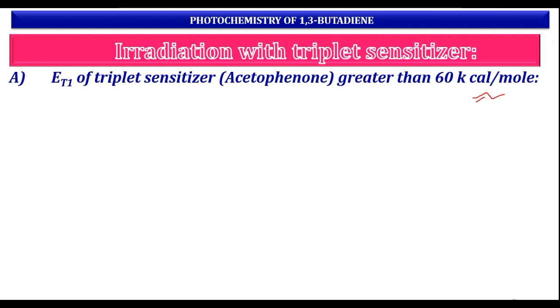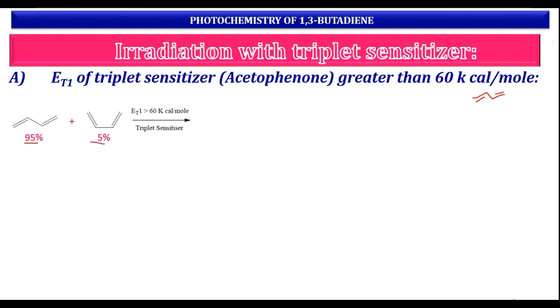The S-trans conformation undergoes the reaction right here. So the reaction starts with cyclobutane, butene. Now, butadiene: this butadiene is going to be present as 95% S-trans and 5% S-cis.